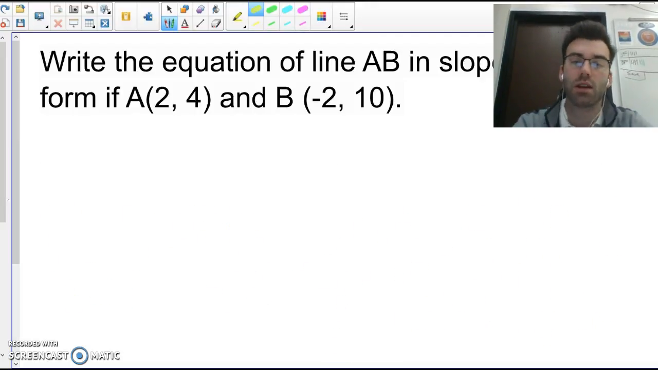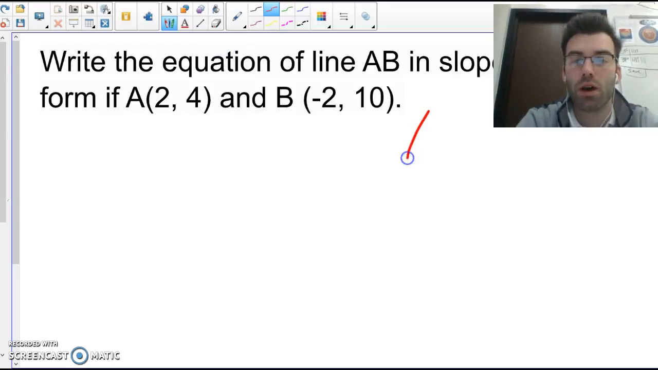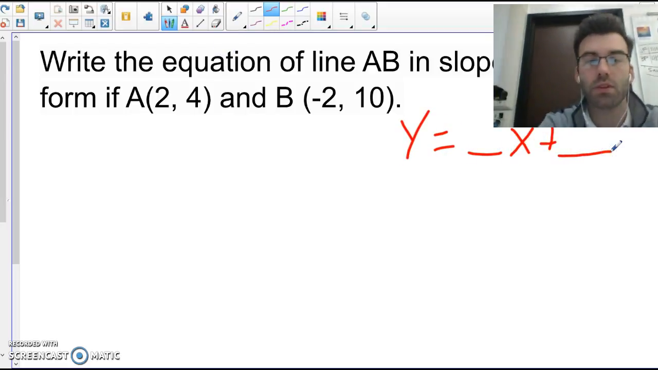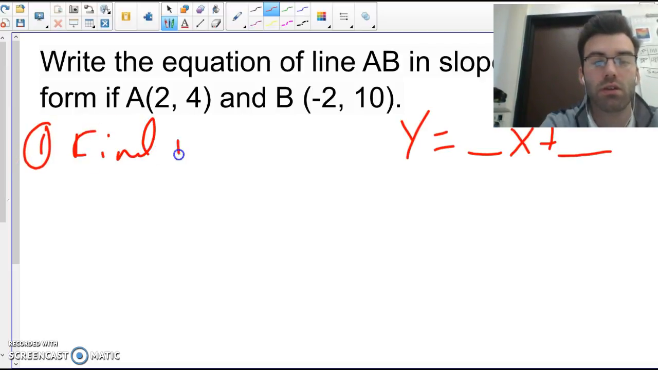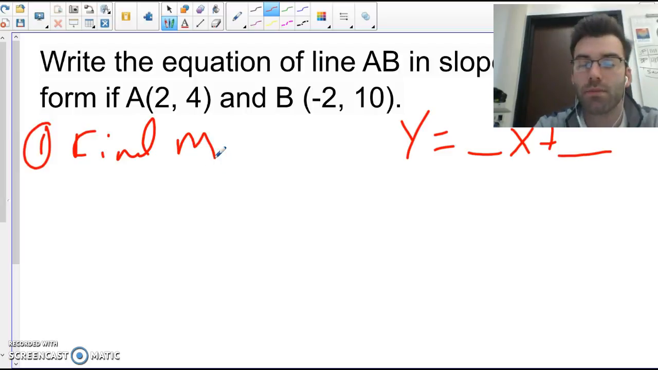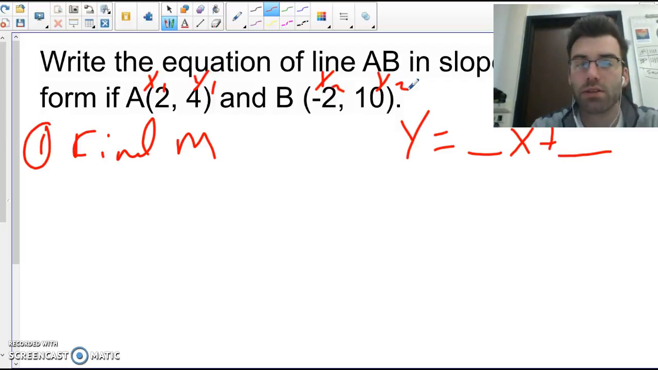Write the equation of line AB in slope-intercept form. All right, so I know I'm in slope-intercept form. I'm going to write y equals blank x plus blank. The first thing we should do is find our slope. Find m. That's our first step. So to find m, we use our Martini table, x1, y1, x2, y2. If at any point you feel like this is going too fast, feel free to rewind the video. That's the beauty of these videos.